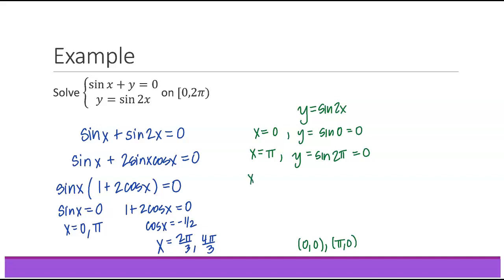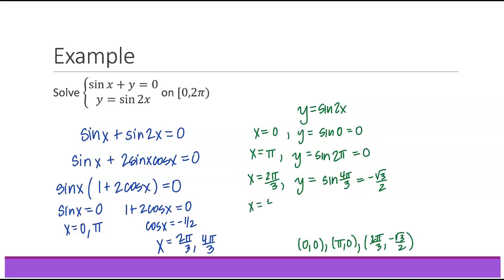And then we'll plug in x equals 2/3 pi. So that's y equals sine of, if I plug in 2/3 pi into this x, we're going to get 4 pi over 3. And that's going to be in quadrant 3, and sine is negative in quadrant 3. So we're going to have negative radical 3 over 2, because sine of pi over 3 is rad 3 over 2, but in quadrant 3, sine is negative. So we get 2 pi over 3, negative radical 3 over 2 as a third point of intersection.